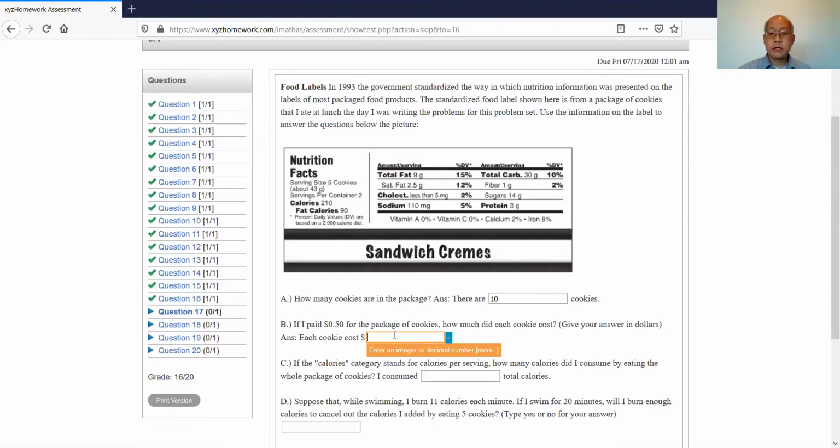So 10 cookies. And then it says, if I paid 50 cents for the whole package, how much did each cookie cost? So it's 50 cents divided by 10. So that's 5 cents each. And to write it as dollars, that would be 0.05. We'll type 0.05.